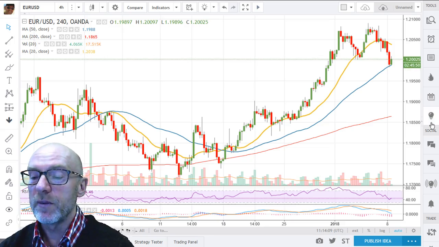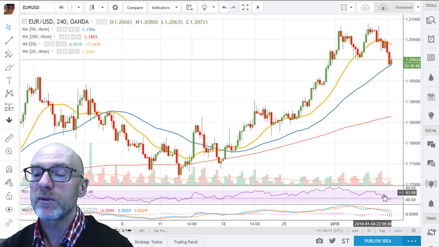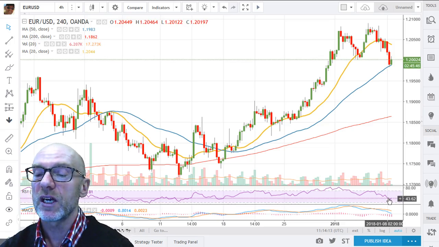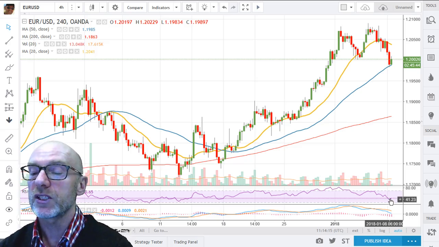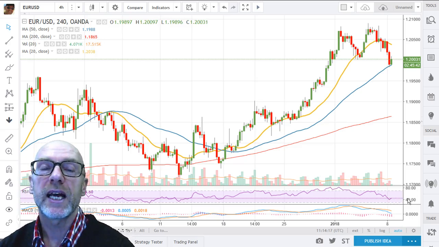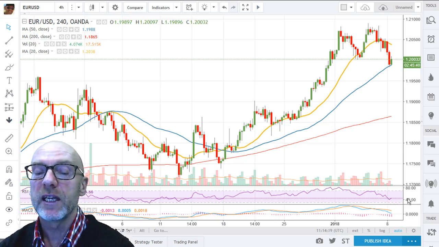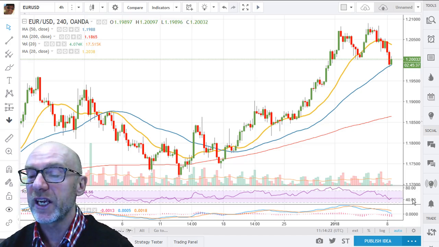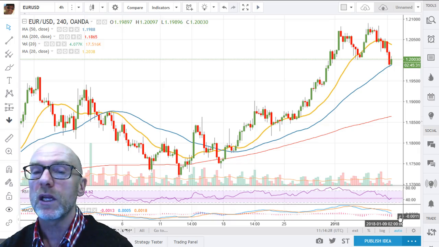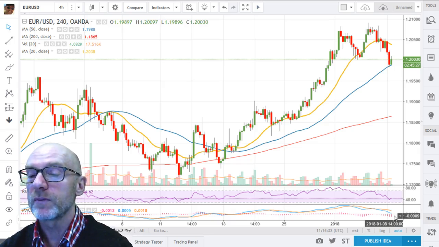Again, you can see upside momentum has been totally lost on this short-term chart. RSI is now back below 50, at 44.66. And the MACD, the short term, is still above zero, but will go below zero if we move down tomorrow.